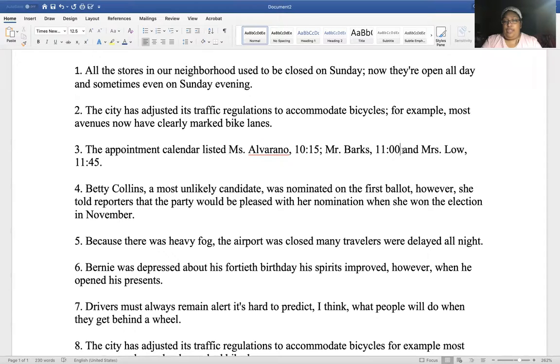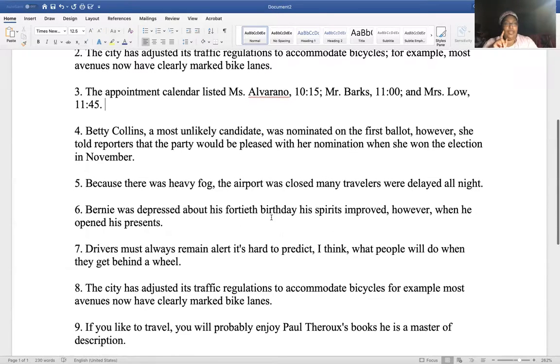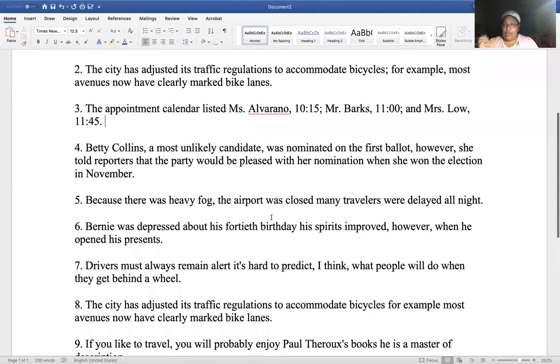If I put a semicolon there, I know that Mr. Banks belongs to 11 a.m. And then with this, you can just put "and." You don't have to put any more semicolons because you put one right here. I know Miss Lowe belongs to 11:45. That one's tricky. Let's do one more, and then I will leave this to your devices.